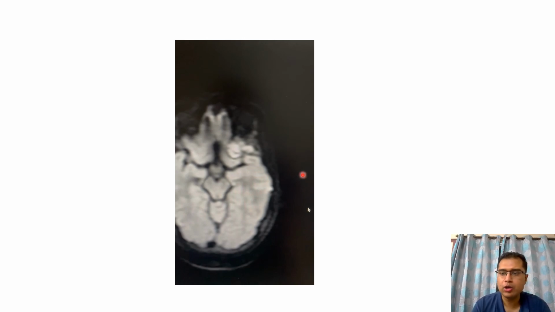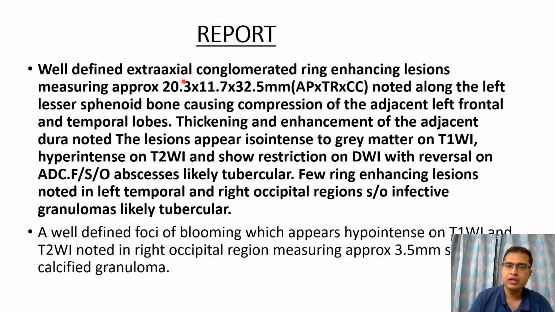So I asked for a history of tuberculosis, and she said that she was treated for TB 1 year back. So this is the report I had given: a well-defined extraaxial conglomerated ring enhancing lesion along the left lesser sphenoid bone causing compression of the adjacent frontal and temporal lobes, and there was thickening and enhancement of the adjacent dura. The lesion appeared iso-intense to grey matter on T1 and T2 and showed restriction on DWI with reversal on ADC. So the features were suggestive of an abscess, and considering the history, it was actually a tubercular abscess. A few ring enhancing lesions supported the diagnosis of TB because they were suggestive of granulomas.